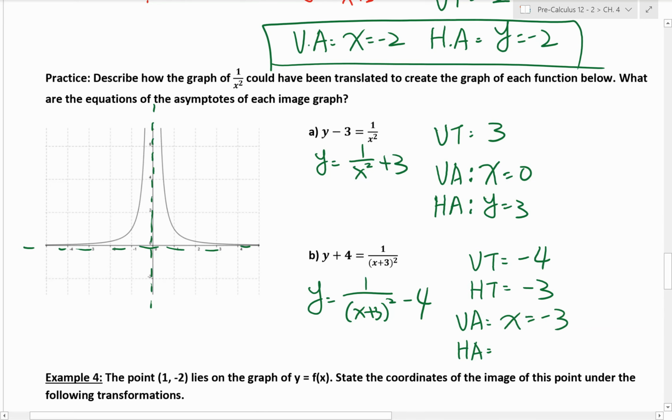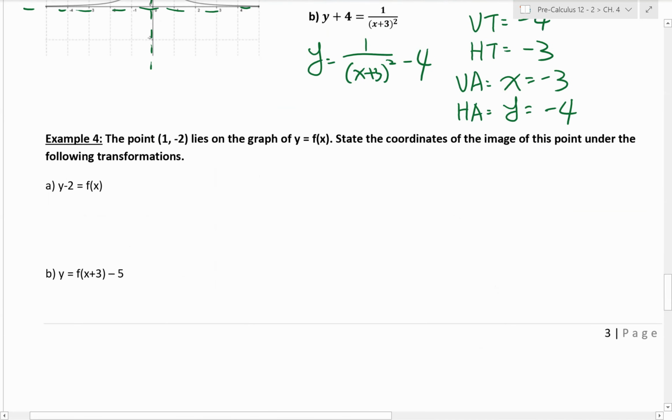Horizontal asymptote, this is affected by the vertical translation because we're moving 4 units down. It was at y equal to 0, so now it's going to be at y equals negative 4. Okay, so be careful. Vertical asymptote is affected by the horizontal translation, whereas the horizontal asymptote is affected by the vertical translation. It's kind of confusing because it's the other way around, right? It's the opposite. All right, last example for this lesson today.